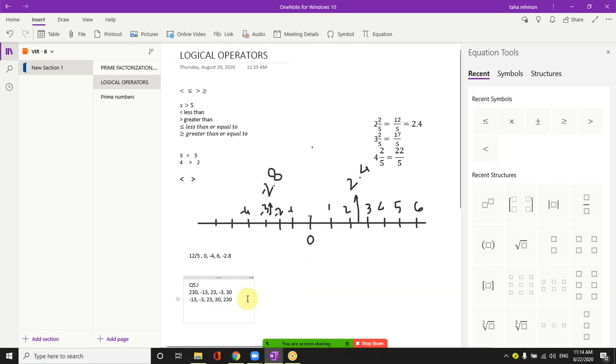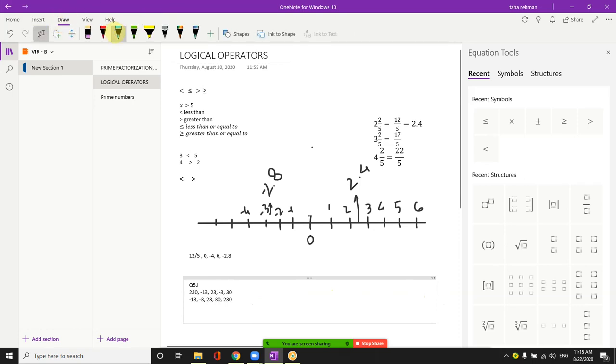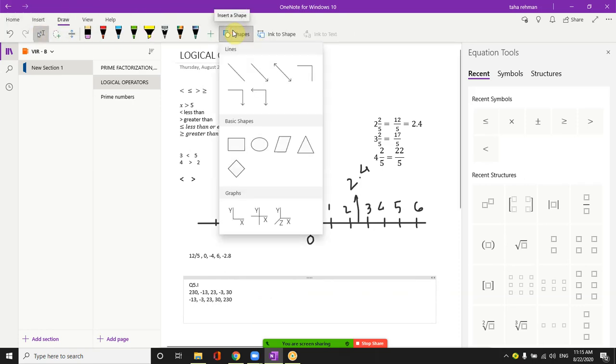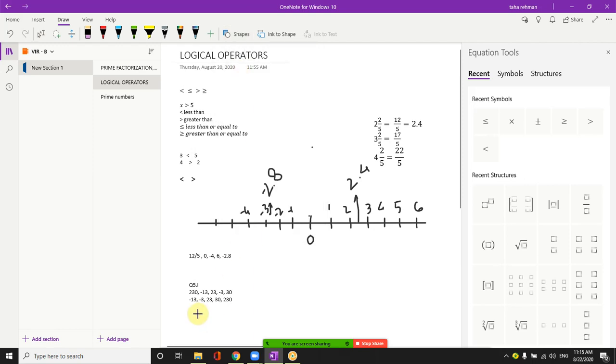Now we need to draw these values on a number line, and we know that a number line is a line that has numbers on it. We know that 0 is always in the middle of the number line, so we can consider this point as 0. All the positive values should be placed at the right side of 0, and all the negative values should be placed on the left side of 0. So minus 3 should come here. This is minus 3.